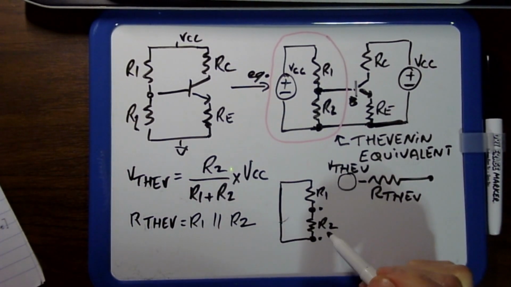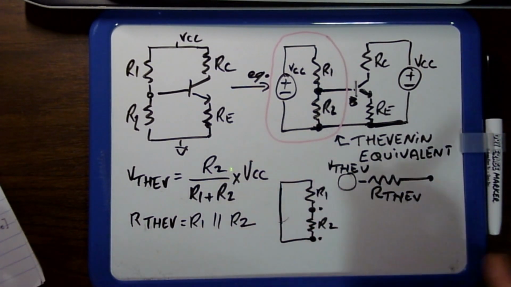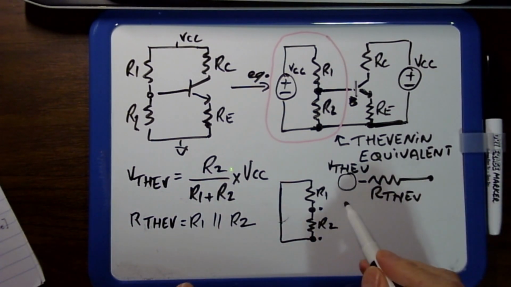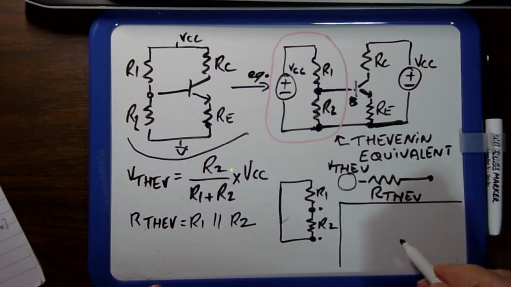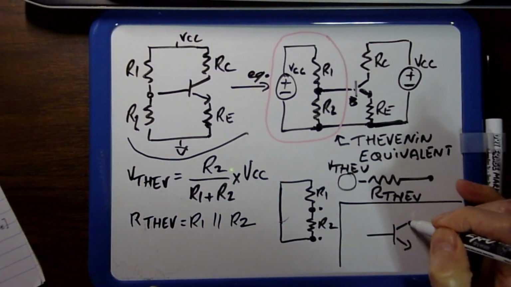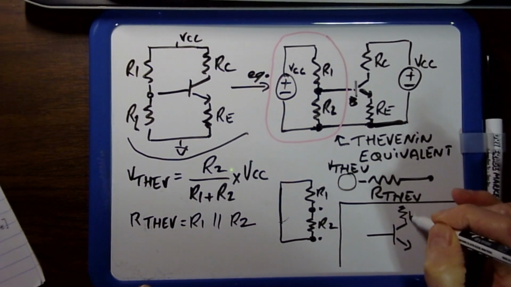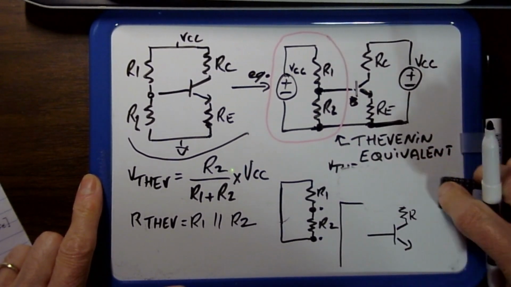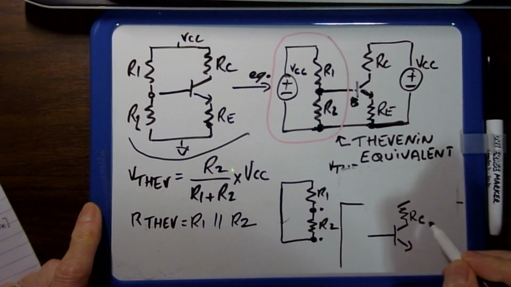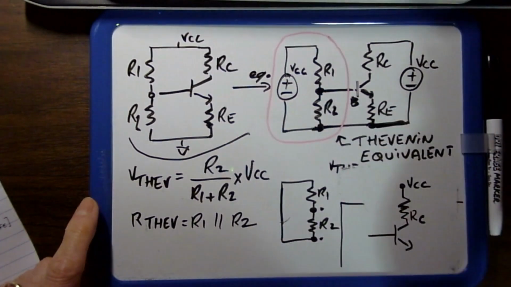Okay, very easy. So now, let me clean up this one. Let me draw it here. So now this circuit is going to look like this. So you still have the transistor. You're going to have RC connecting to VCC. RC connects to VCC, that doesn't change.